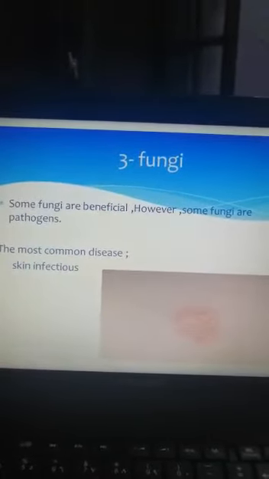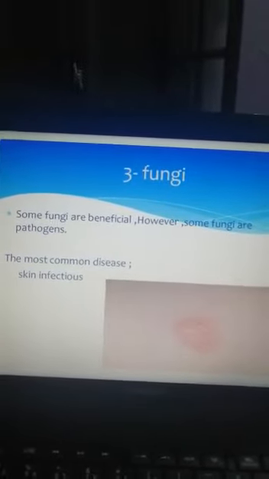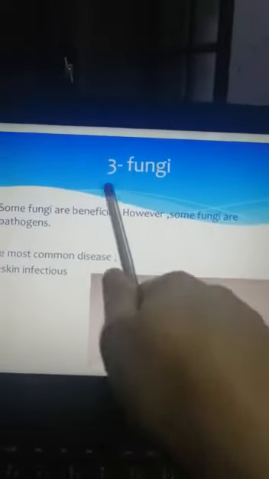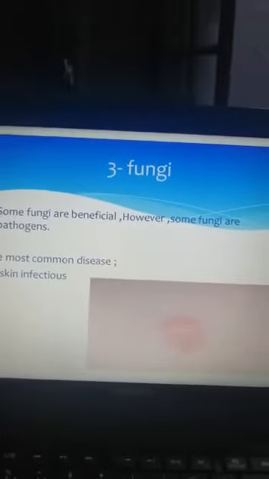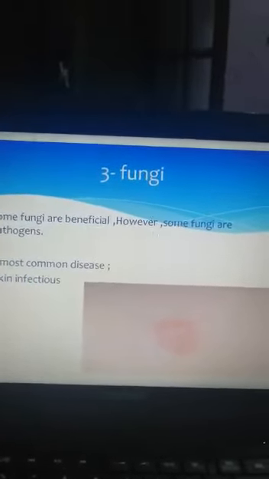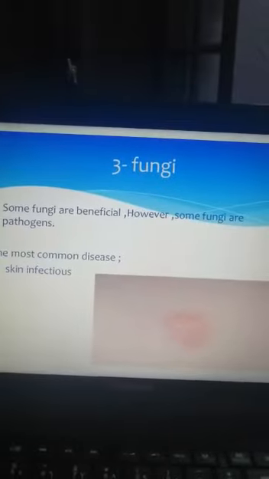Number 3, which may cause infectious disease, fungi. Fungi, like bacteria, some are beneficial and some types are pathogens. The most common disease is skin infection, like this picture.